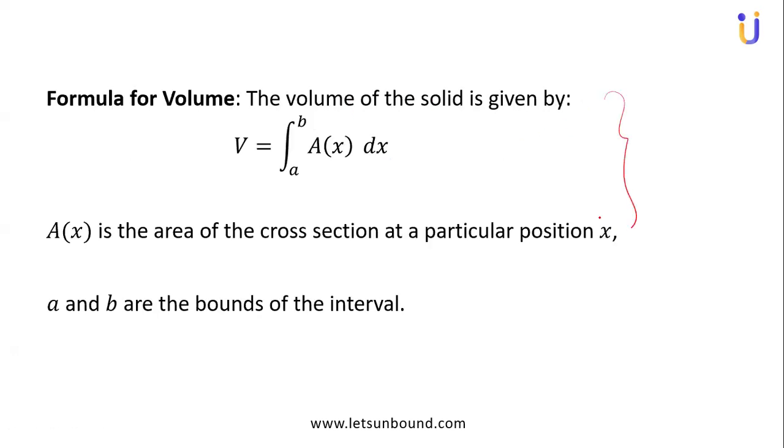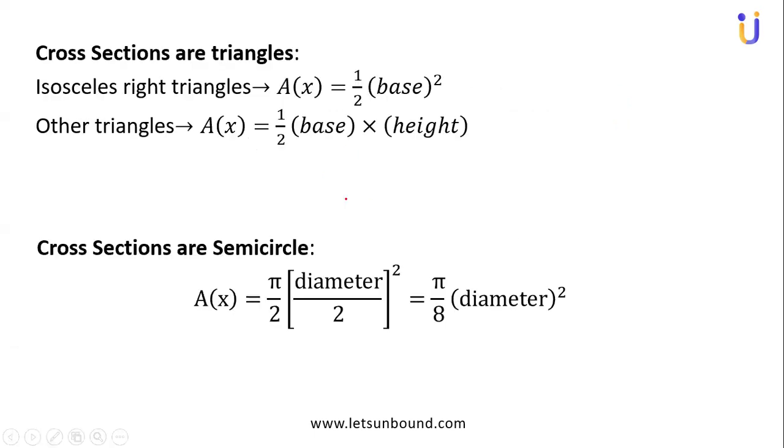So this is the general formula. For cross sections, if it's an isosceles triangle, it's half base squared. For other triangles, half base times height. If it's a semicircle, pi by 2 times diameter by 2 the whole square, which is pi by 8 diameter squared. So you will be looking for height, base and diameter in these cases.